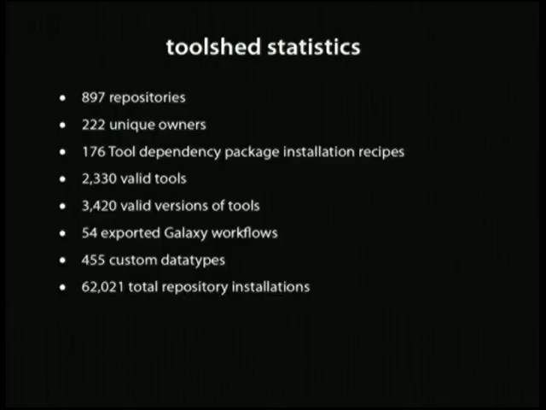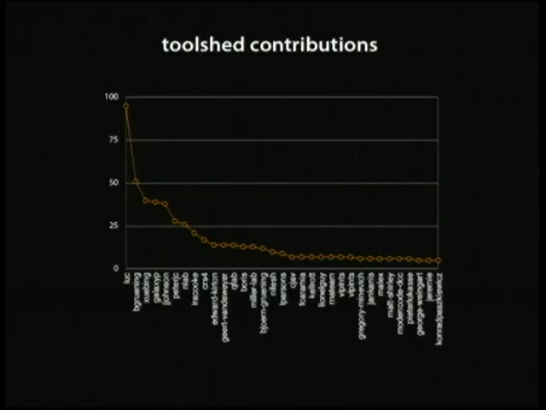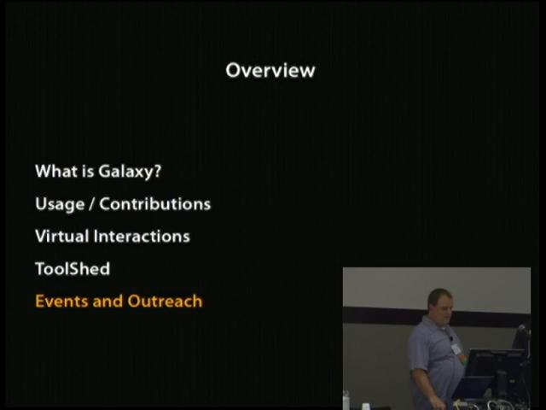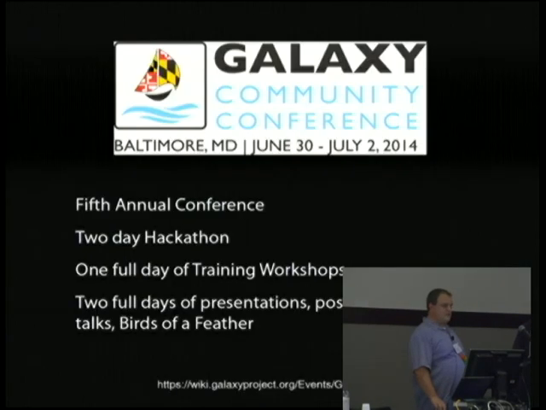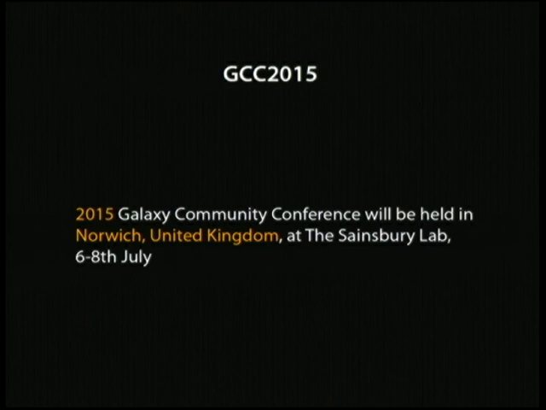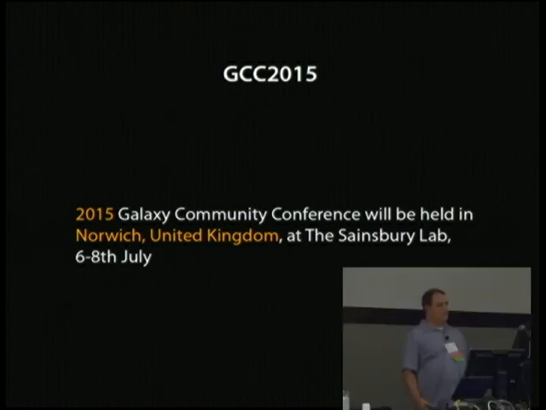We have an awesome Tool Shed. You can see here these are all community contributions to the Tool Shed, starting with the IUC, which is the Intergalactic Utilities Commission. This is a core group of community members that are awesome at making tools and making them available to the community. And we just had a conference just last week. Next year it will be in Norwich, and I hope everyone can come.